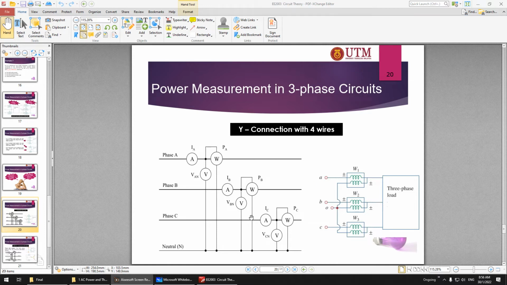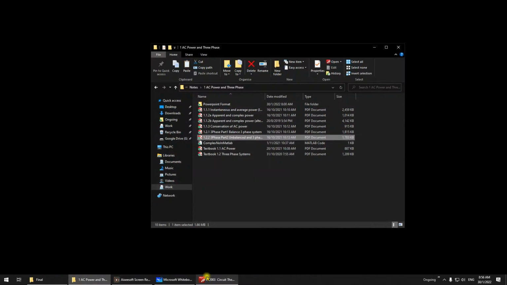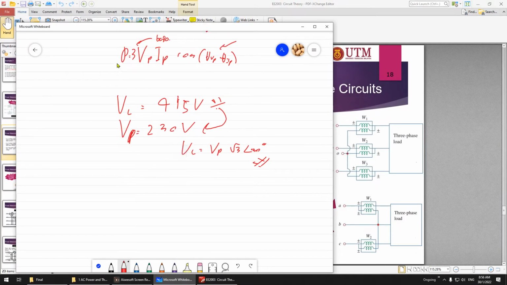And of course you need to know how to calculate the power. For this case, you cannot multiply by 3. You have to calculate for each phase, using phase voltage and phase current, and then you have to sum it up: P of phase A plus phase B plus phase C. That is how you calculate the unbalanced load.